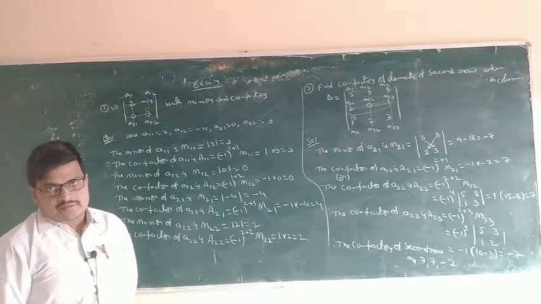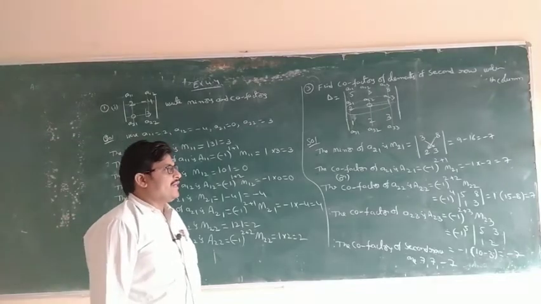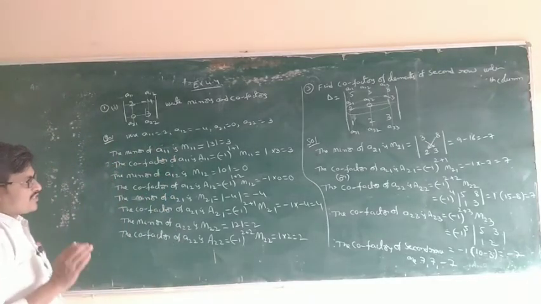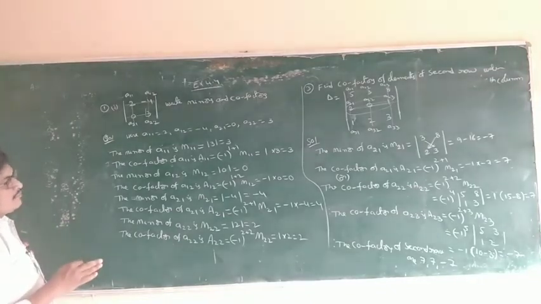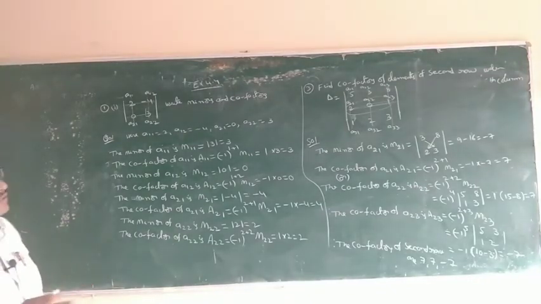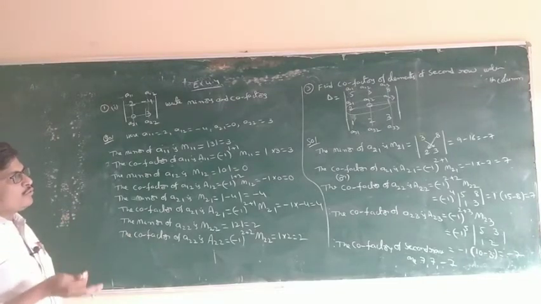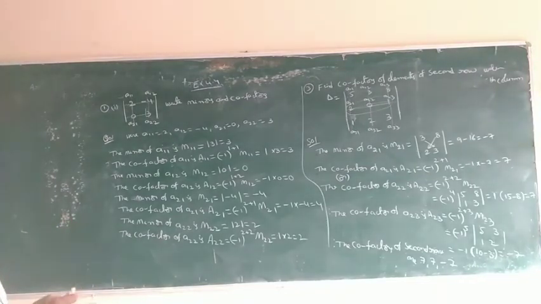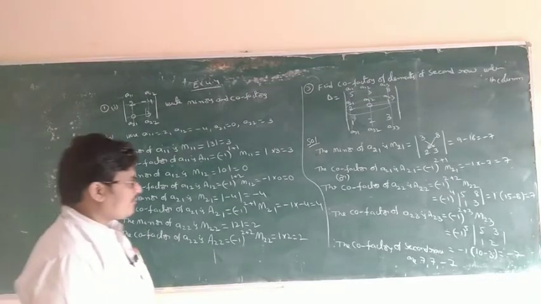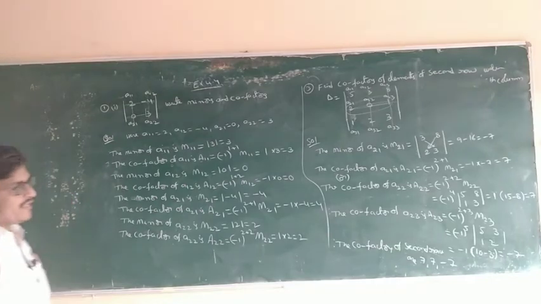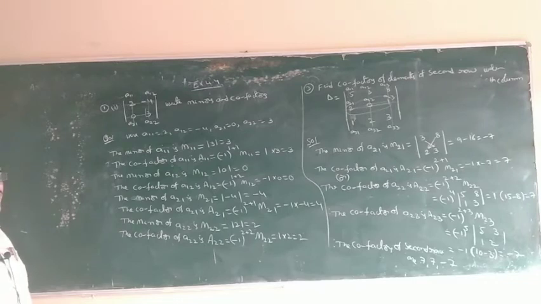This is the cofactor. Tomorrow, adjoint. For adjoint, minors and cofactors must be known. If you don't know the minor and cofactor, then you also won't know the adjoint. So today, the minors and cofactors, both the definitions and the problems, we have to perfect. Tomorrow I will continue with adjoint. Adjoint means the transpose of the cofactors of the matrix. Okay.